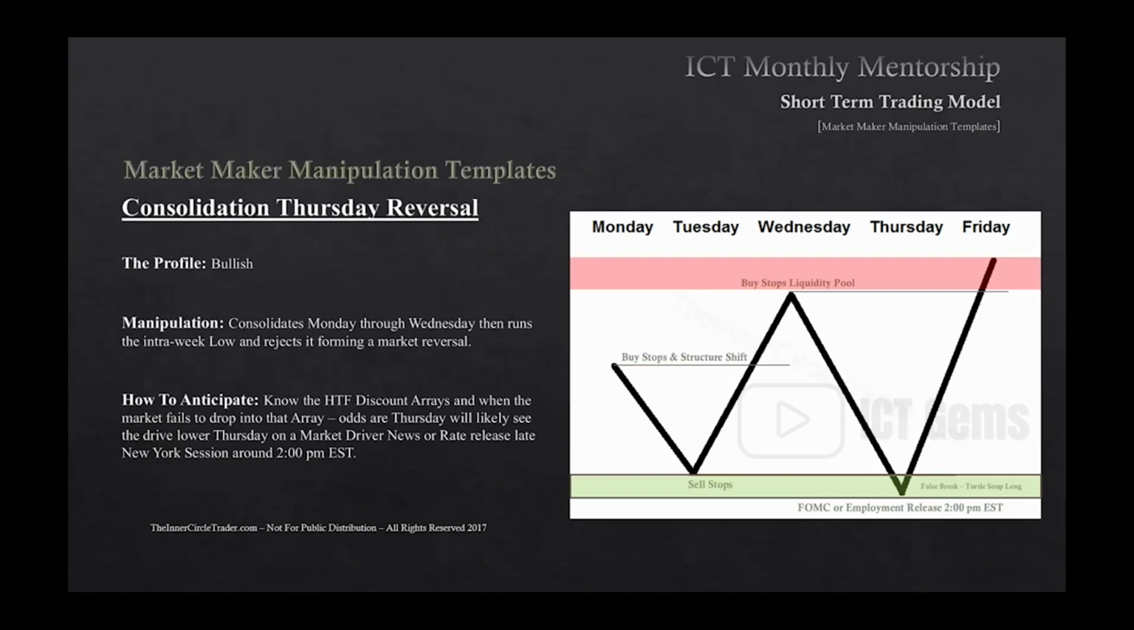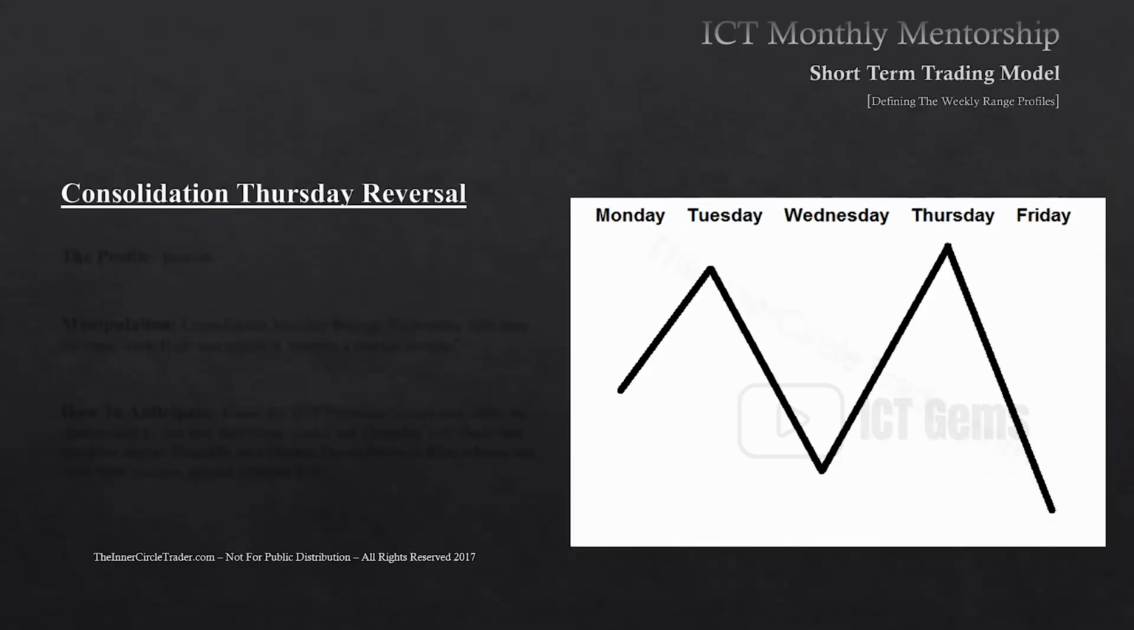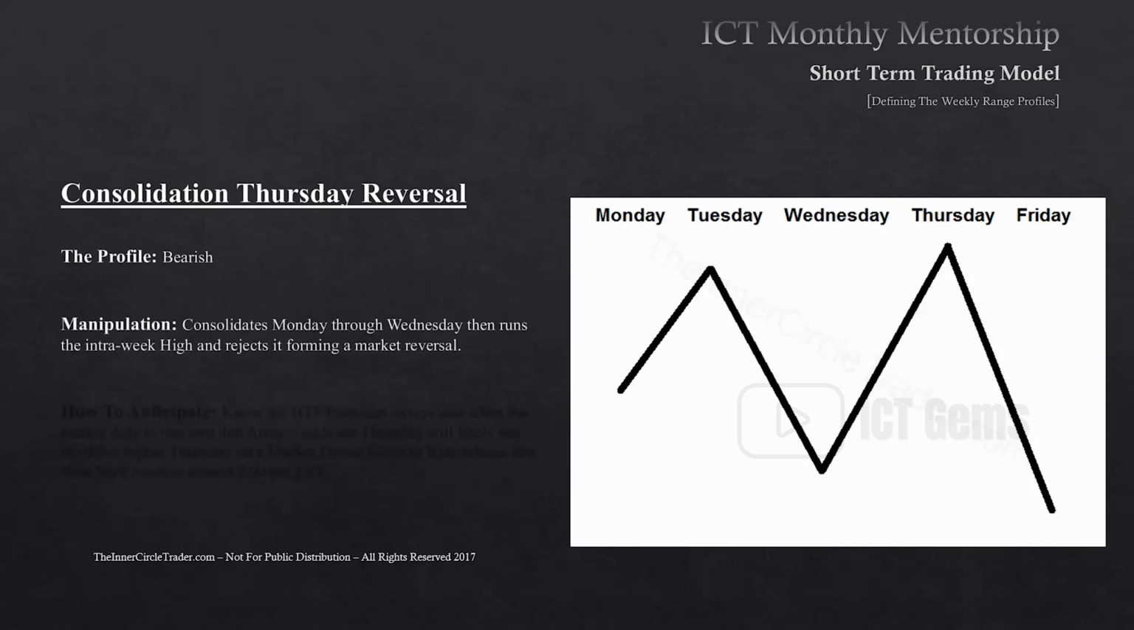So it's really one day's worth of action that you waited for all week, but the scenario looks like this generally. Okay, consolidation Thursday reversal for a bearish market profile. The manipulation you're looking for is consolidation Monday through Wednesday. Then it runs the intra-week high and rejects it, forming a market reversal.